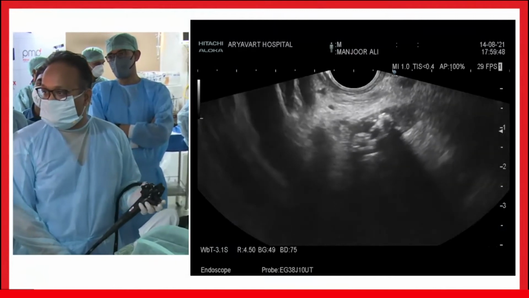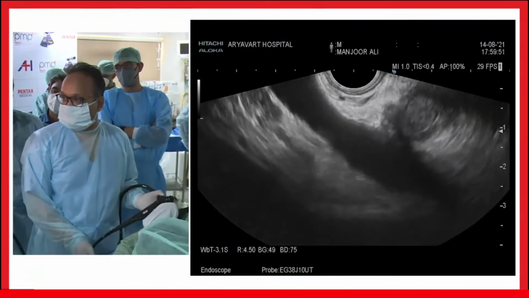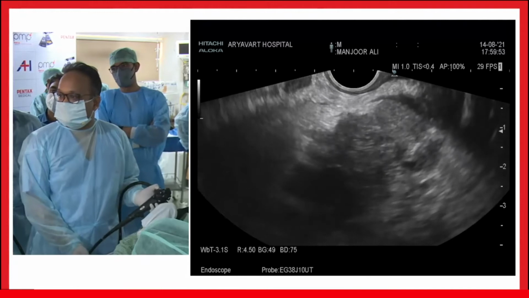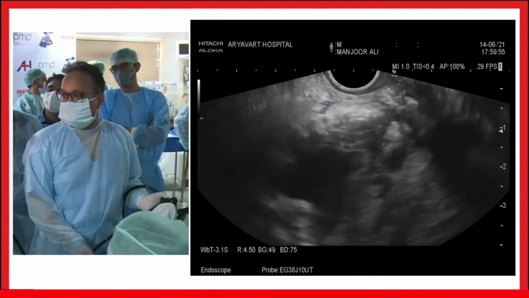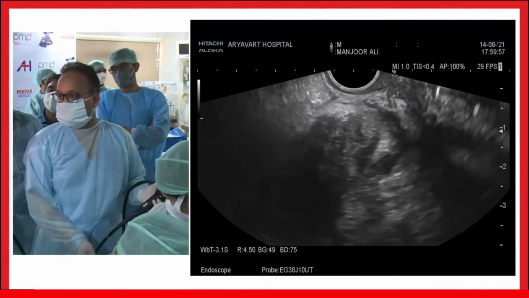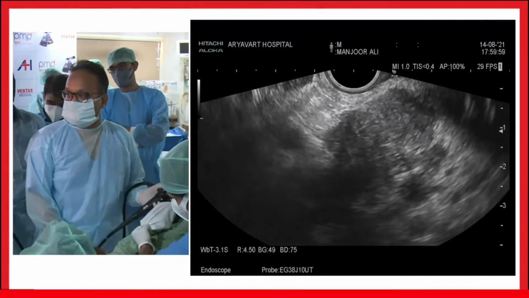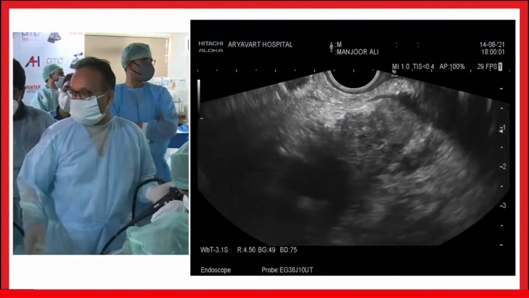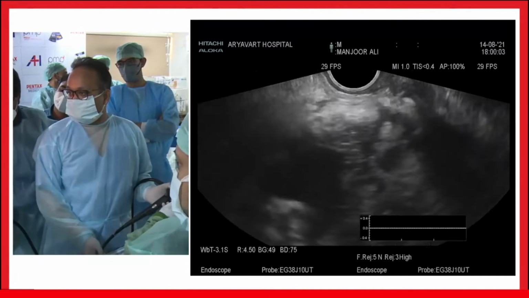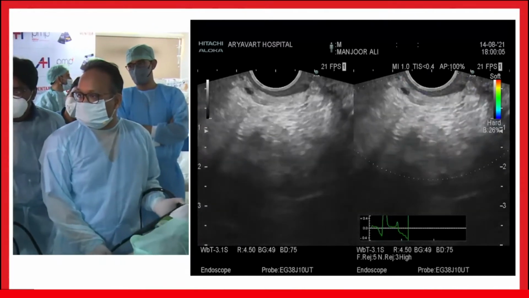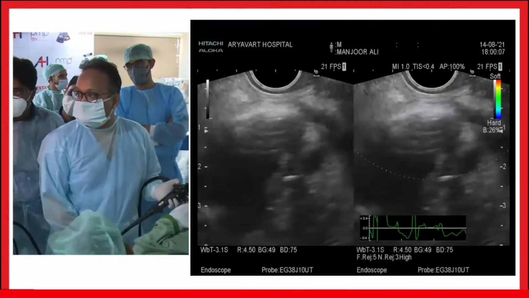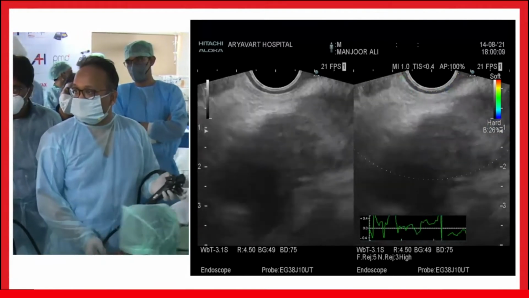So for an obstructive, heterogeneous mass in a setting of chronic pancreatitis, we can evaluate the mass using elastography, because an inflammatory mass can be very difficult to differentiate from a malignant mass in a setting of chronic pancreatitis. Can you switch on the elastography? Let me focus. Ready?